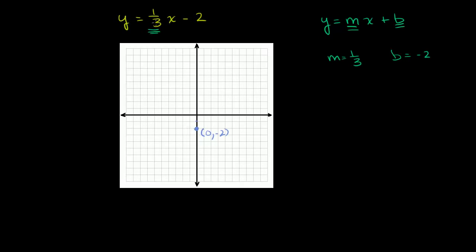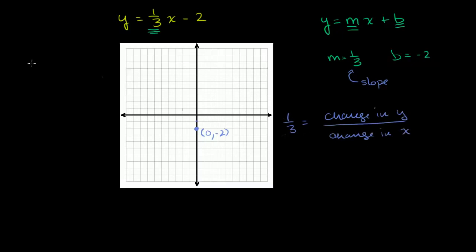Now, this 1/3 tells us the slope of the line. How much do we change in y for any change in x? So this tells us that 1/3, that right there is the slope. So it tells us that 1/3 is equal to the change in y over the change in x. Or another way to think about it, if x changes by 3, then y will change by 1.